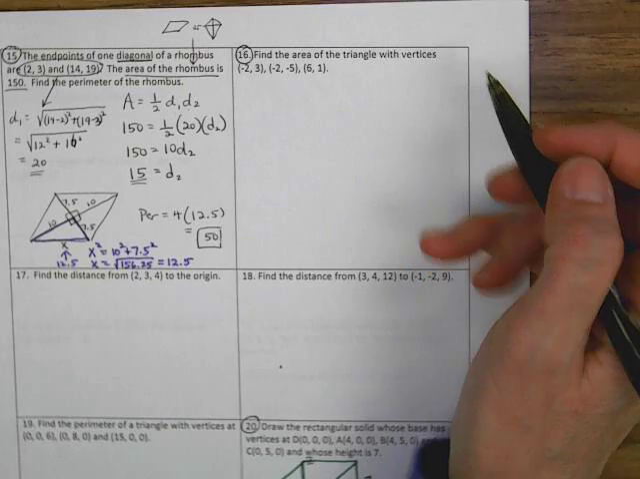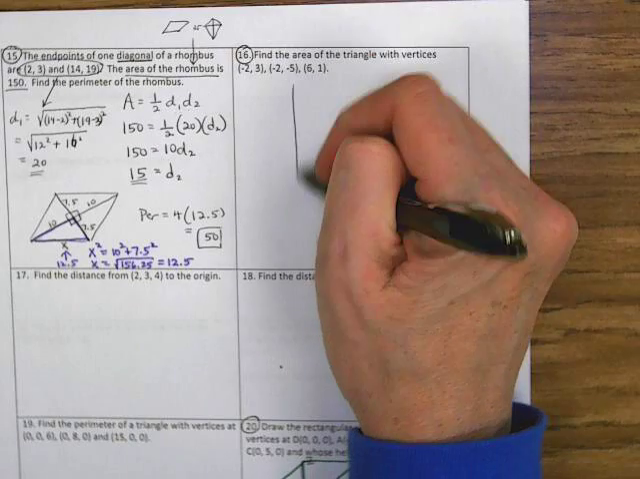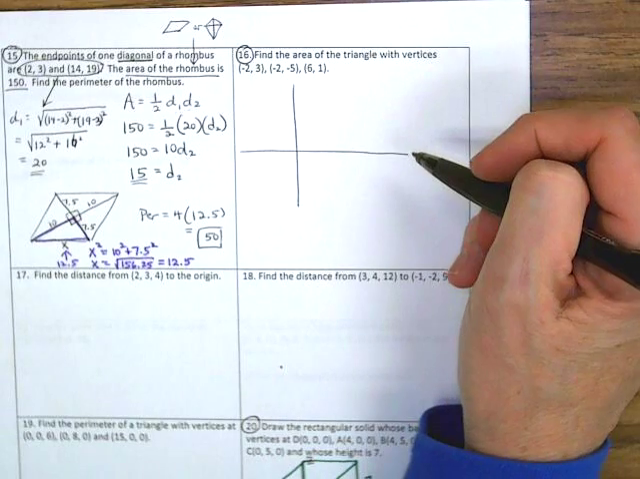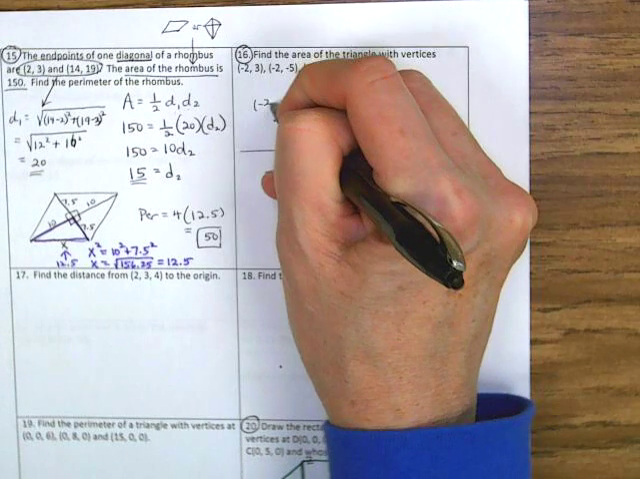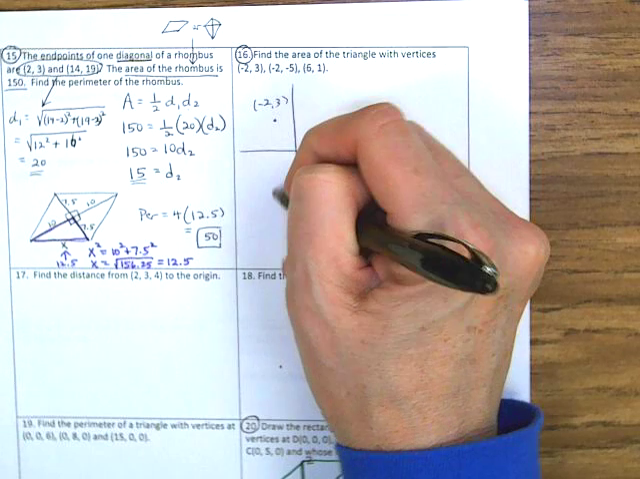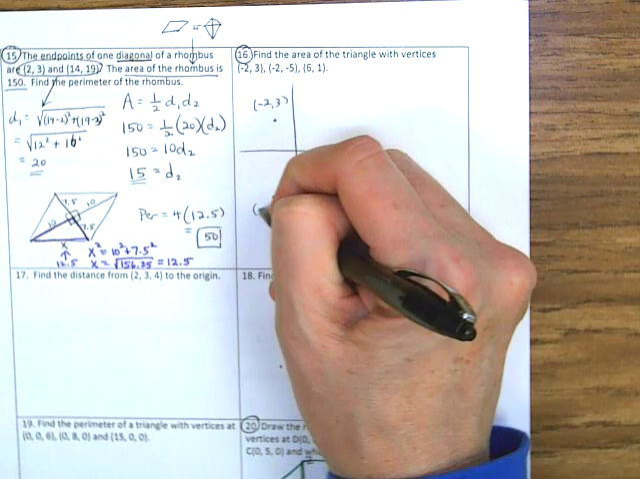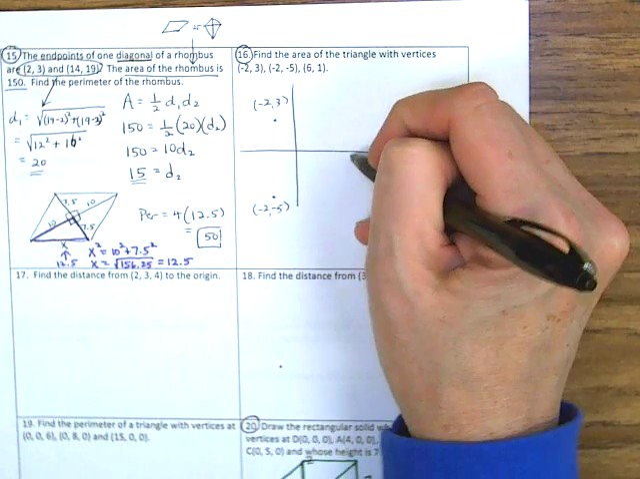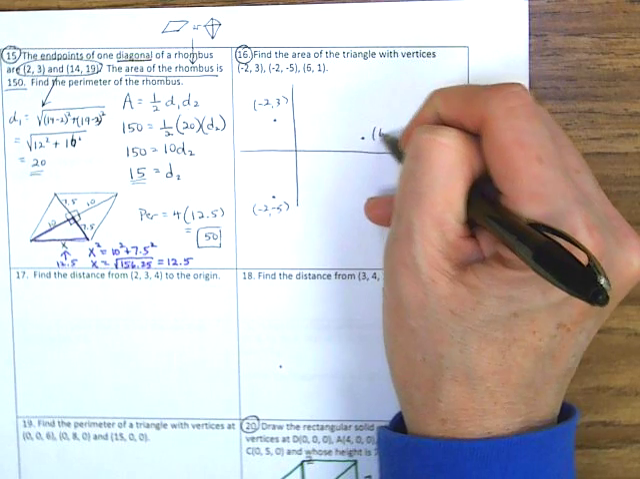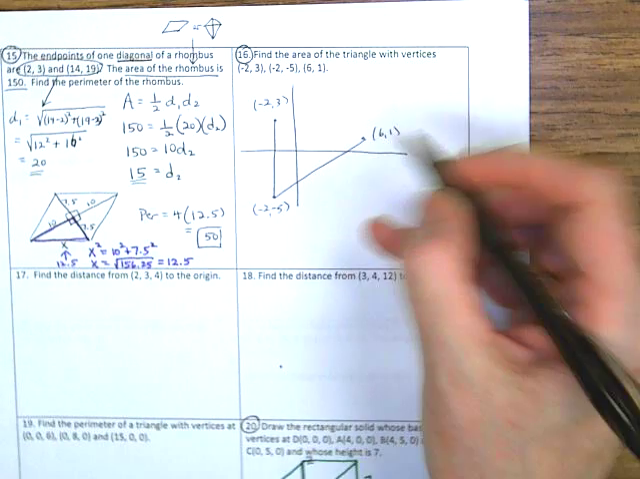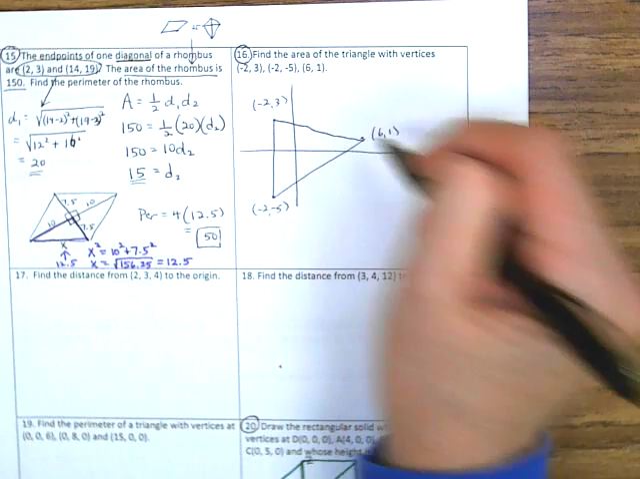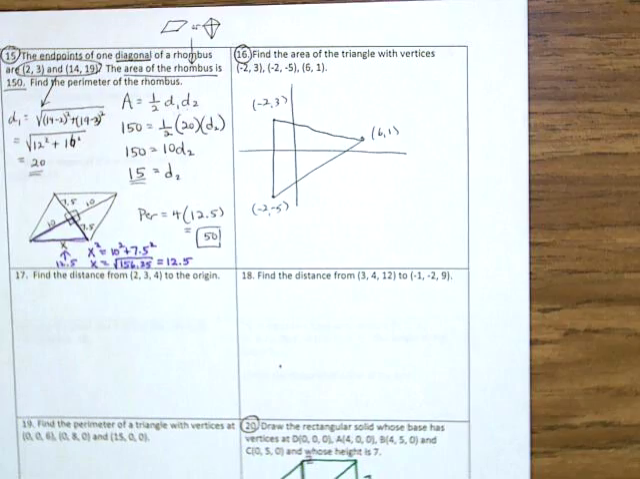Find the area of a triangle with these vertices. So again, let's make a quick sketch. We're at -2, 3. We're at -2, -5. And we're at 6, 1. I think once again this is similar to the parallelogram one we had. The only difference is we're kind of looking at it from a sideways perspective.